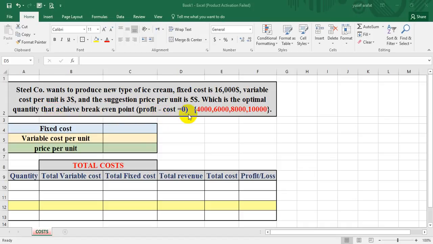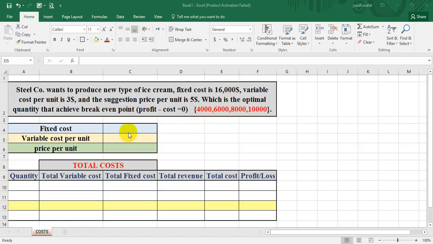Profit minus costs equals 0. When profit minus costs equals 0, this is the break-even point. The quantities are 4,000 units, 6,000 units, 8,000 units, 10,000 units.